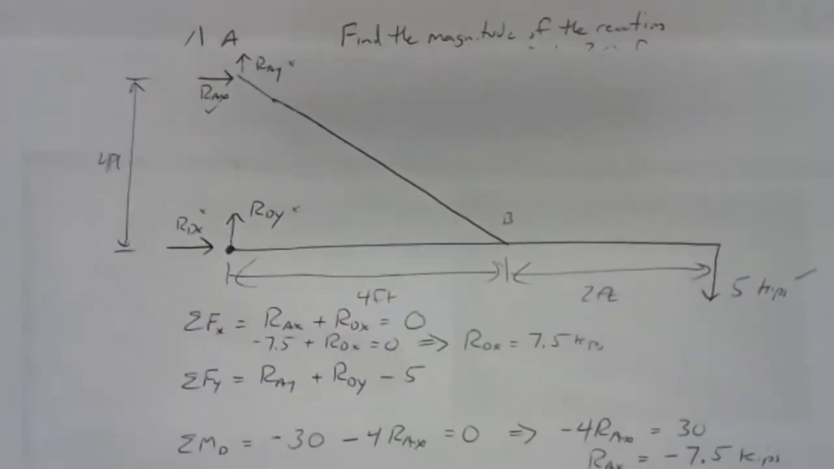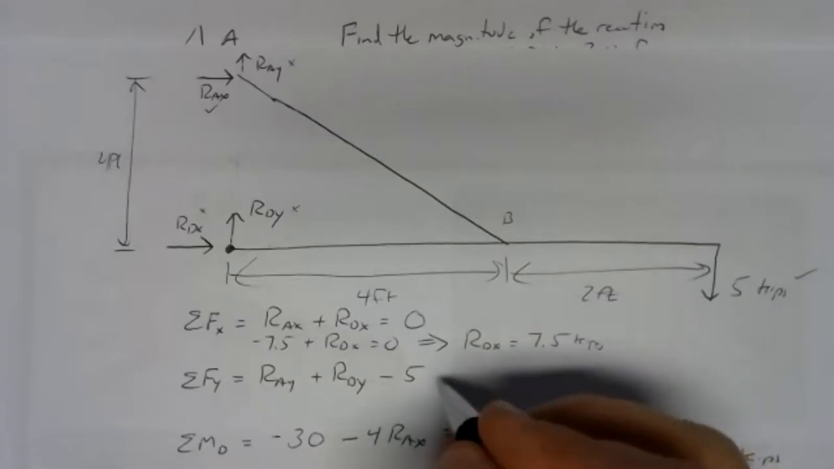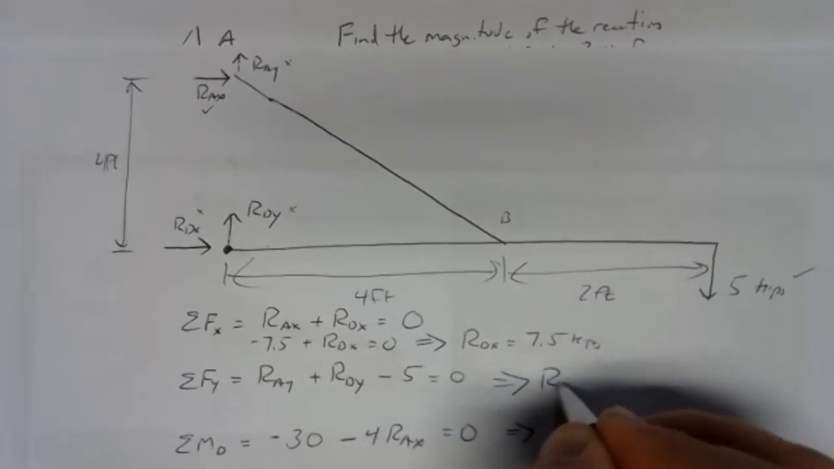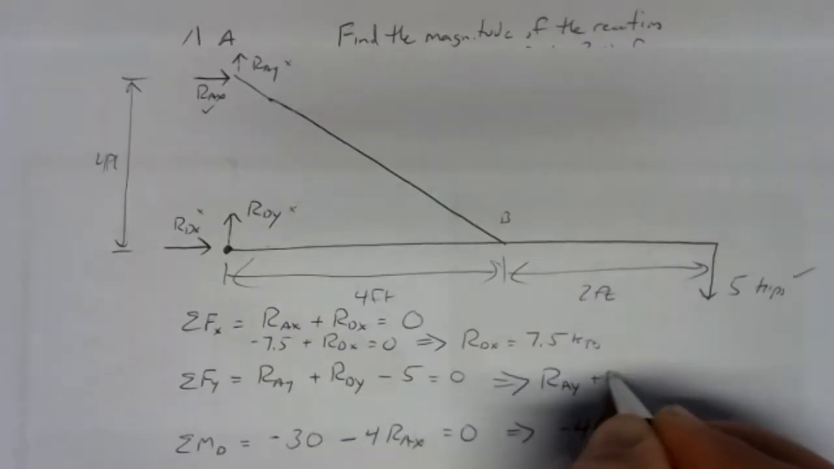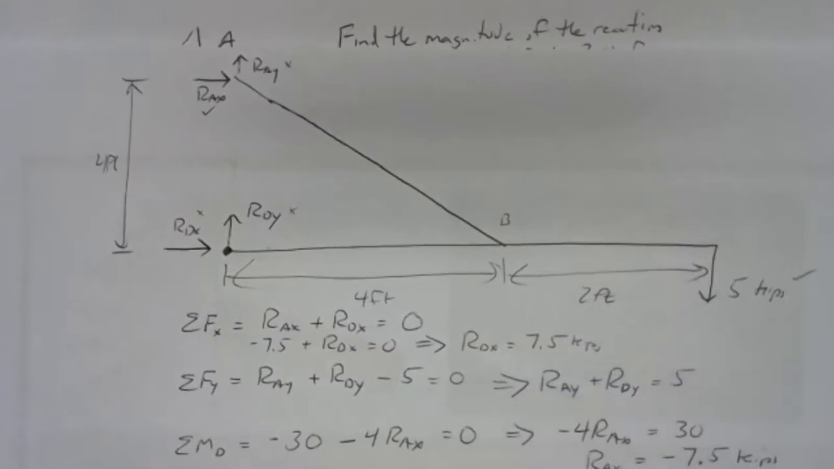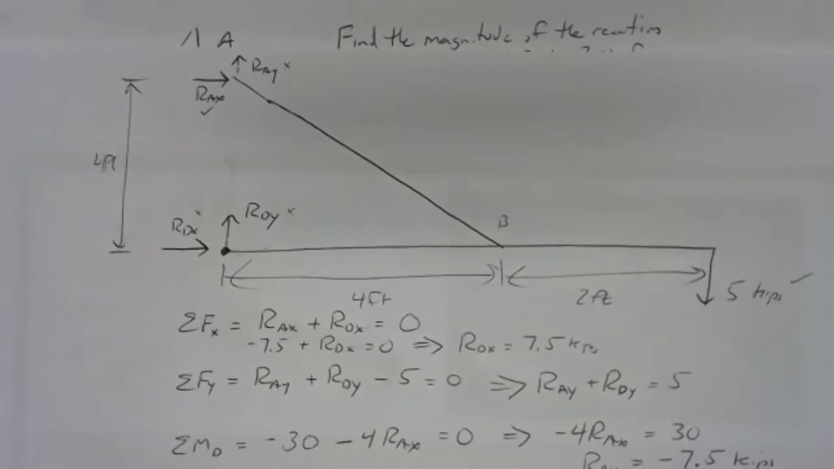And then we have our y direction equation, and unfortunately we don't have enough information to solve the y direction equation. We have RAY plus RDY equals 5. That's the best we can really do. If we clean that up a little bit, add 5 to both sides, we've got RAY plus RDY equals 5. So we can't use that equation just yet, which is about what we could expect if we went into this with 4 unknowns and only 3 equations.